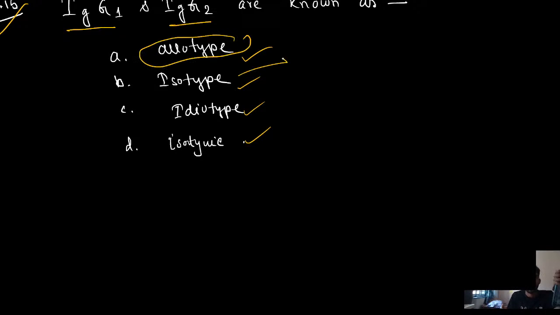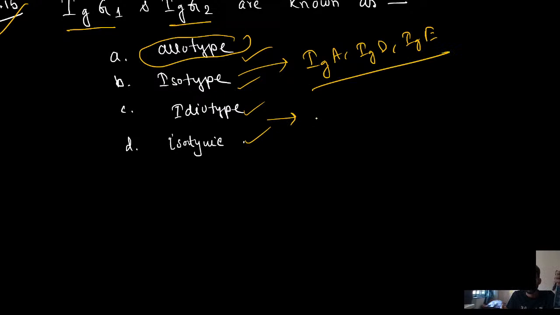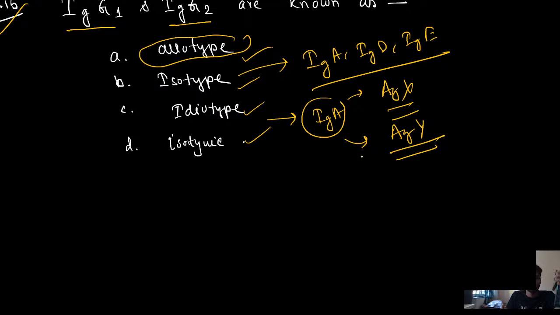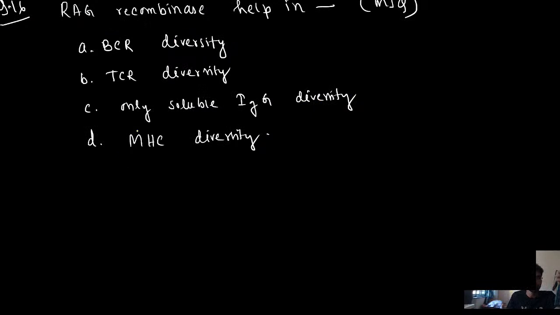And what is isotype? If we take IgA, IgD, IgE, then they are called isotype. And idiotype: suppose your own IgA is responsible for antigen X and your own IgA is responsible for antigen Y, but they are quite different, then the difference comes. Isotype is like this: IgA, IgD, IgE. That's why we know the isotype switching. There is a terminology, isotype switching.